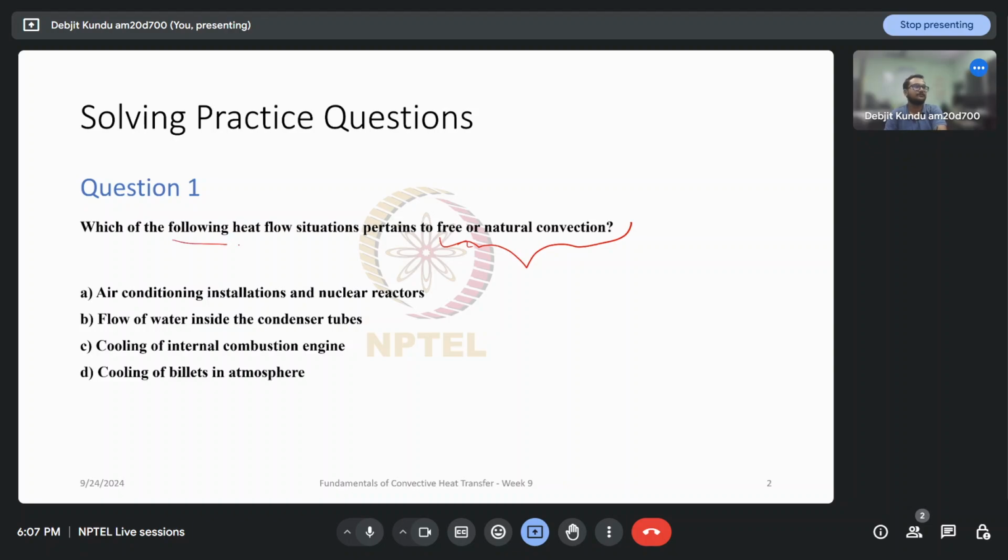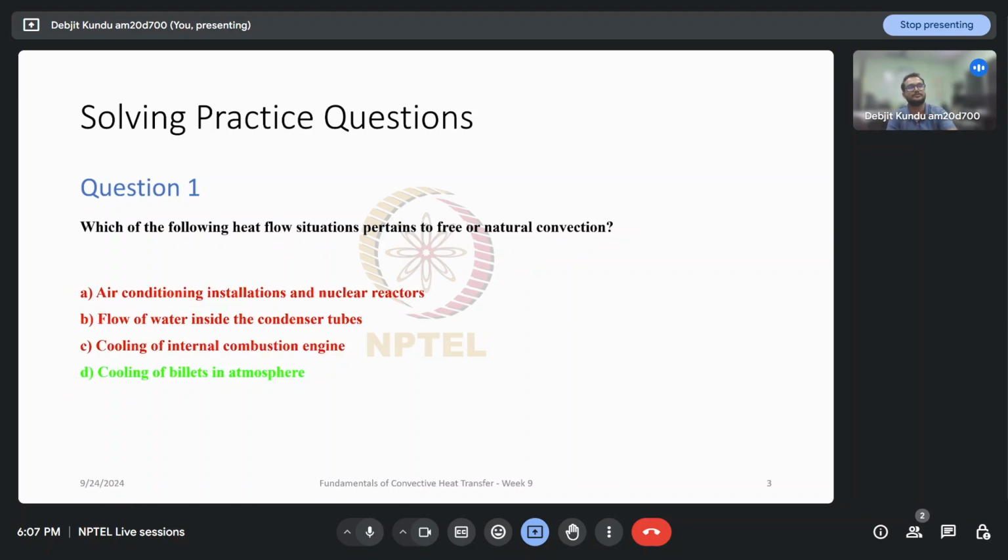The question is which of the following heat flow situations? There are four options given here. So it's air conditioning installations and nuclear reactors. Or is it option B, flow of water inside condenser tubes? Or is it cooling of internal combustion engine? Or is it cooling of billets in atmosphere? So among these four options, in which of these does free or natural convection become more important? So let's take a look at the solution.